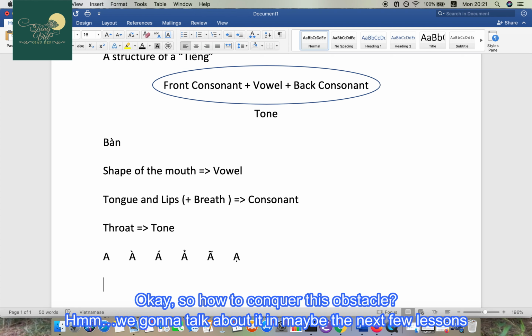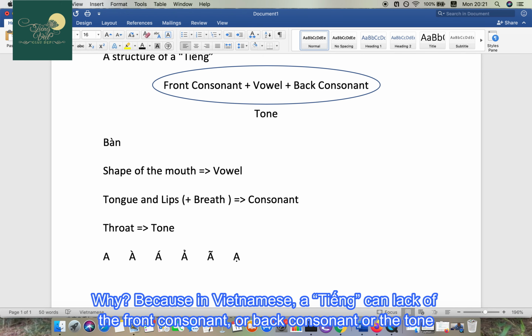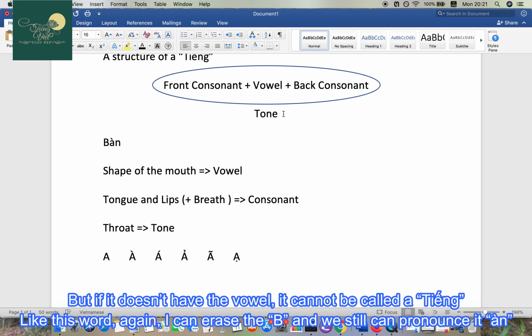Okay, so how to conquer this obstacle? We're gonna talk about this in maybe the next few lessons, but today I just want to introduce the vowel. Why? Because in Vietnamese, a tiếng can lack the front consonant or back consonant or the tone, but if it doesn't have the vowel, it cannot be called a tiếng.